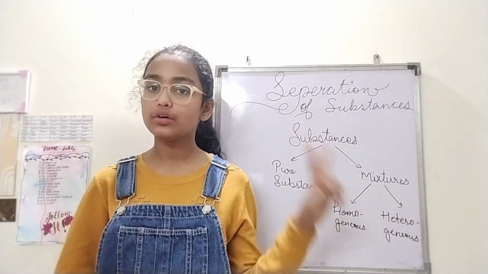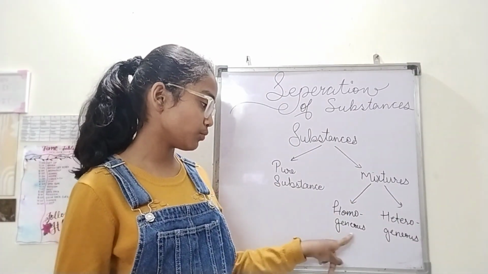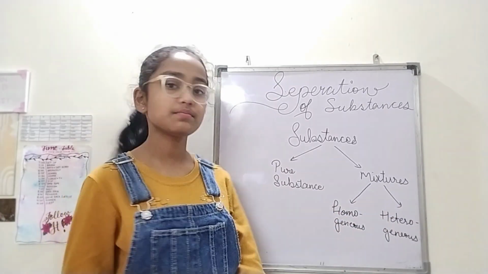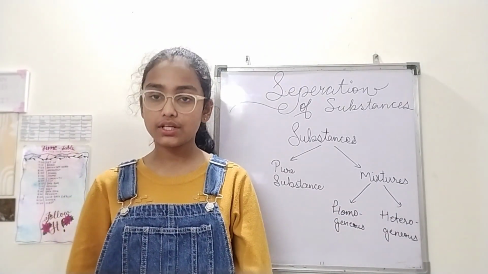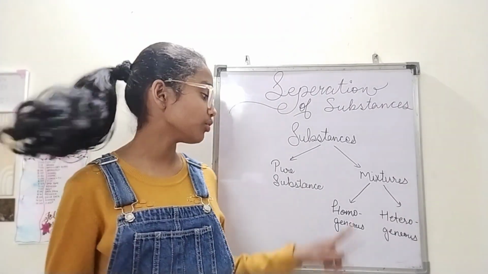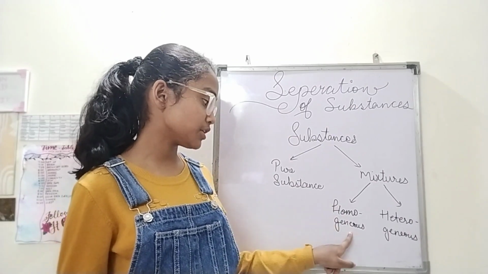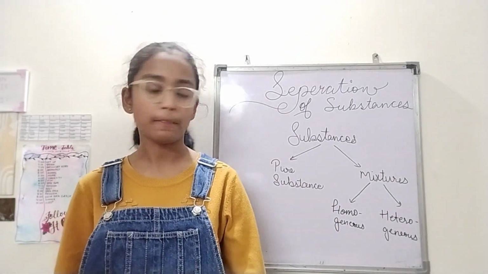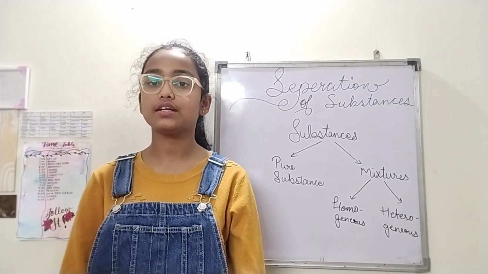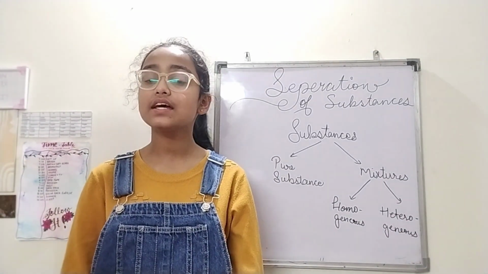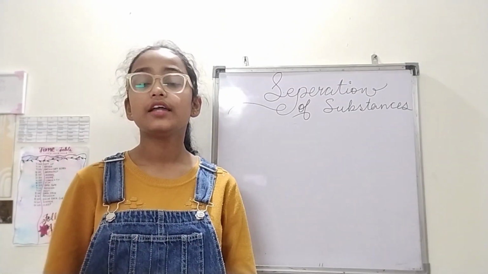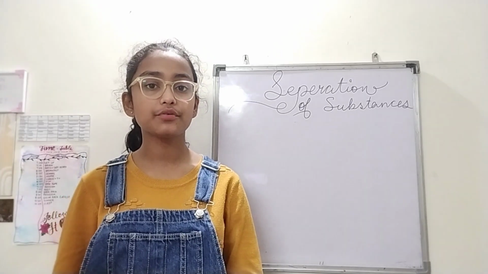So again there are two types of mixture. The first is homogeneous mixture and the second one is heterogeneous mixture. A homogeneous mixture is a mixture in which the components are distributed uniformly. In a homogeneous mixture, components cannot be seen clearly. And the second one is heterogeneous mixture. The heterogeneous mixture is the mixture in which the components are not distributed uniformly, and in this we can see the components clearly.